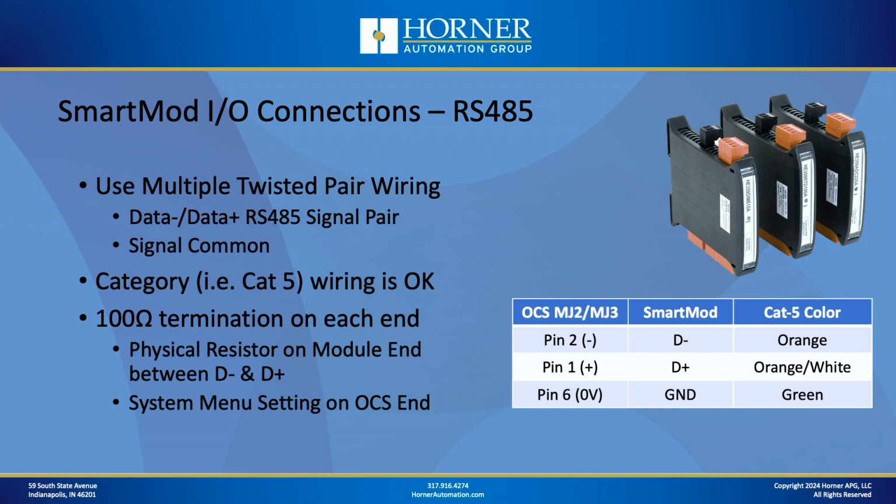Now, because it is RS-485, there is termination that's required, a 100 ohm termination on each end. On the module end, you could use a physical 100 ohm resistor between data plus and data minus. And then on the OCS side, it's probably going to be easier to flip a dip switch, because some models use a dip switch for termination on RS-485 on the OCS end, and other models have a system menu entry for setting termination on the OCS end. So that's probably going to be easier than dealing with a resistor on the OCS side, again, if the OCS is on the end.